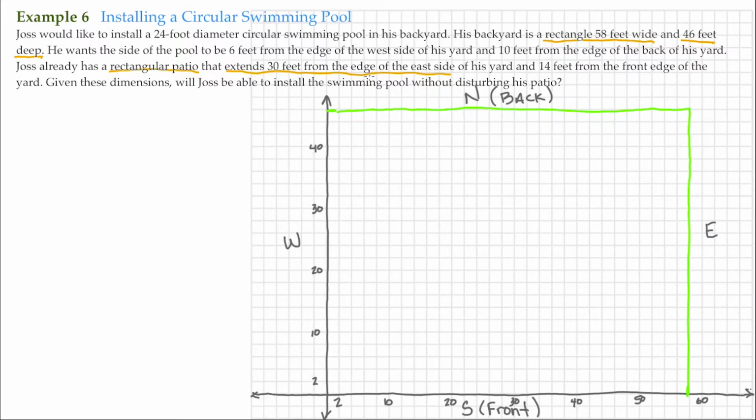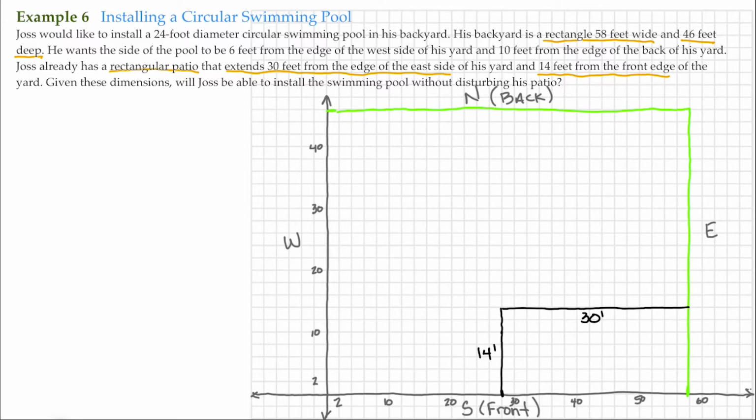So it extends 30 feet from the edge of the east side. So I'm going to come in 30 feet this way. If this is 58, here's 48, that's 10 feet. Here's 38, that's 20 feet. And here's 28, that's 30 feet. And then it also is 14 feet from the front edge. So then I'm going to bring this up 14 feet. Here's 10, 12, and 14. And here's his patio. So his patio is 30 feet by 14 feet.